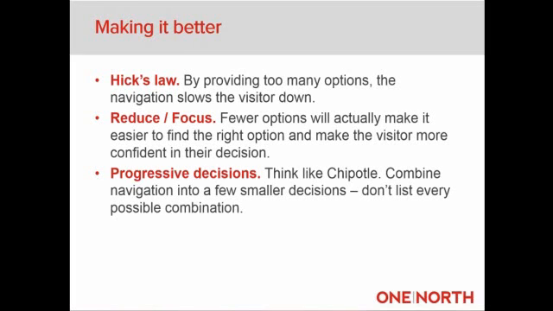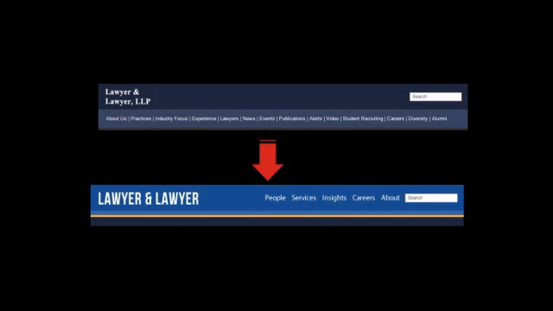If we combine some of those options in that navigation, give somebody fewer small decisions, so we don't list out every possible page on the site. Though it's going to feel like maybe you've got to take a couple extra clicks to get into something, it's actually going to be faster. It's going to be an easier process because we're not overloading somebody with too many options right out of the gate. And so for lawyer and lawyer, who also rebranded, this is what that looked like in my fake example.